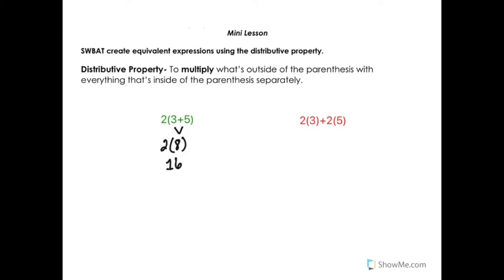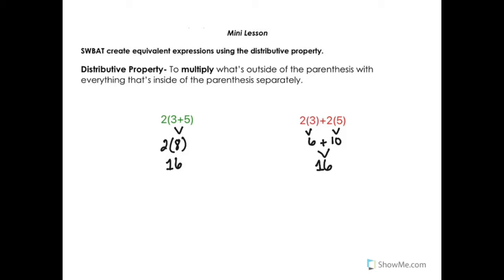Now this red expression here tells me, well, we're going to do it a little different. We're going to first do 2 times 3, which gives me 6. Then we're going to do 2 times 5, which gives me 10. And then we're going to go ahead and add those two things, which also gives us a value of 16. So as you can see, these two expressions both looked different, but they gave us the same exact answer back.